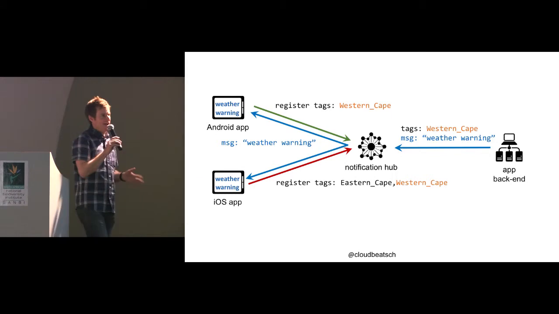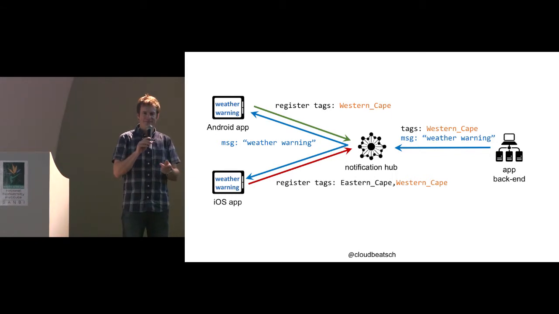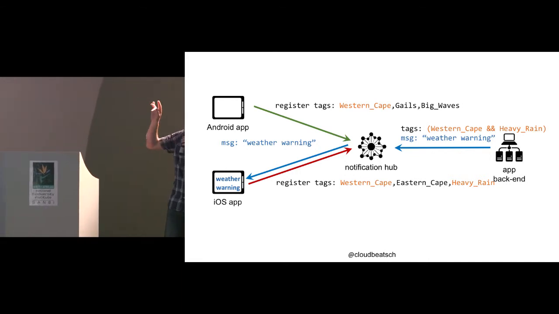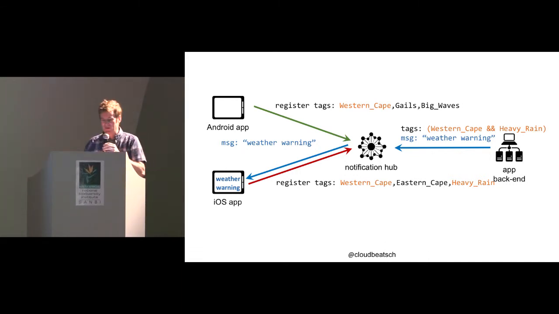Really interesting is now we can use expressions. So it's not like you can now only say, hey, if this tag is registered, I'm going to send the message to this endpoint. No, we can actually define expressions. So for instance, I can say, this message is only for people who are interested in weather warnings of heavy rain and are in the Cape area. Because if you're, for instance, in Eastern Cape, you're not interested in heavy rain, which takes place in Western Cape.